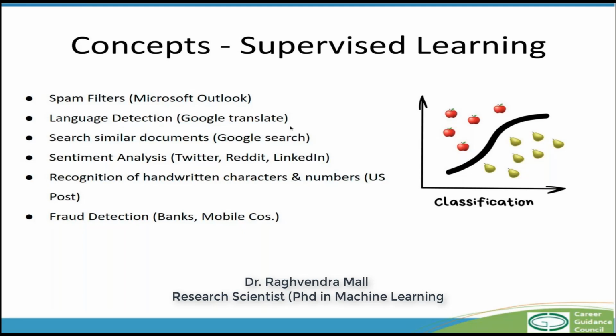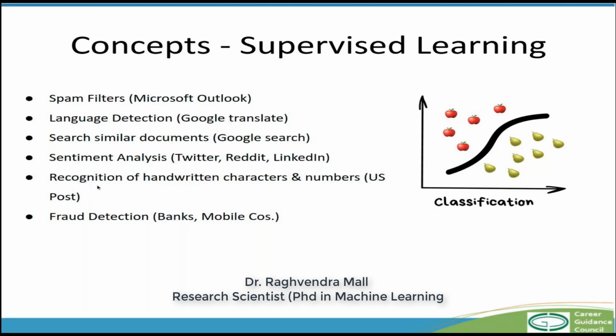For language detection, Google Translate uses it to differentiate different languages based on just the text that you have typed, what language it belongs to. Search similar documents, again in Google search: if I have a document and I want to find other documents that are similar to it, I can use it as a supervised learning problem. For sentiment analysis, as I gave examples, Twitter, Reddit, LinkedIn, all these companies are using machine learning techniques for solving these problems related to sentiment analysis, to identify how bipolar certain communities are within these platforms.